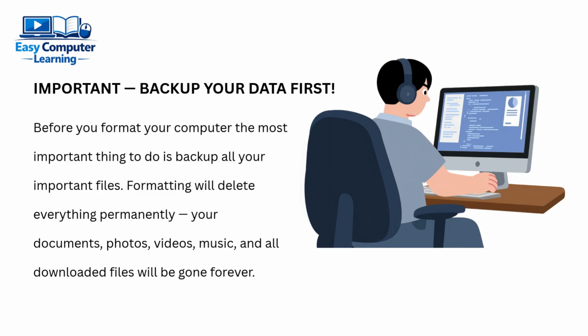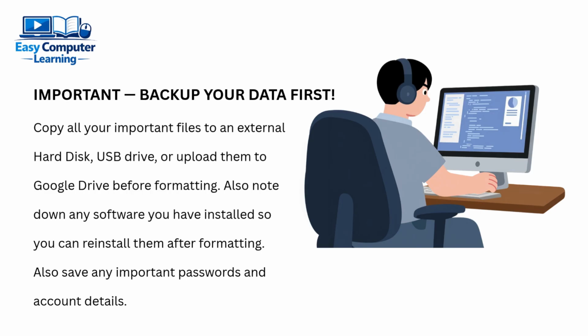Important. Back up your data first. Before you format your computer, the most important thing to do is back up all your important files. Formatting will delete everything permanently. Your documents, photos, videos, music, and all downloaded files will be gone forever. Copy all your important files to an external hard disk, USB drive, or upload them to Google Drive before formatting. Also note down any software you have installed so you can reinstall them after formatting. Also save any important passwords and account details.